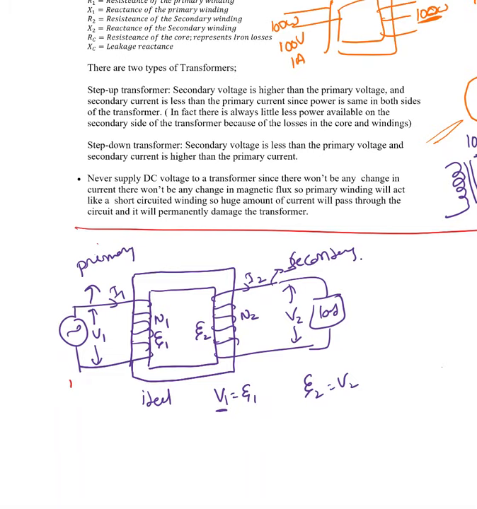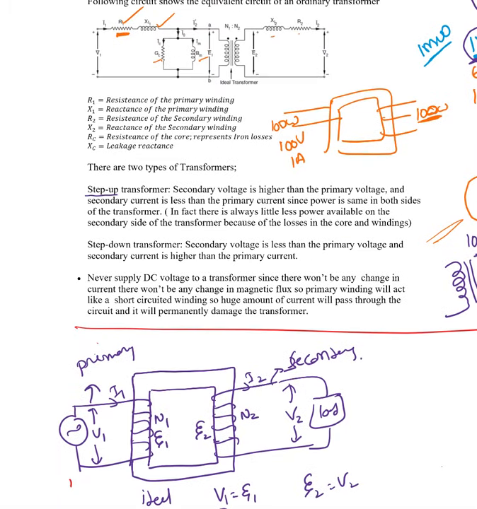So there are two types of transformers. One is the step-up transformer. Step-up means your V2 is greater than V1. And step-down is V1 greater than V2.